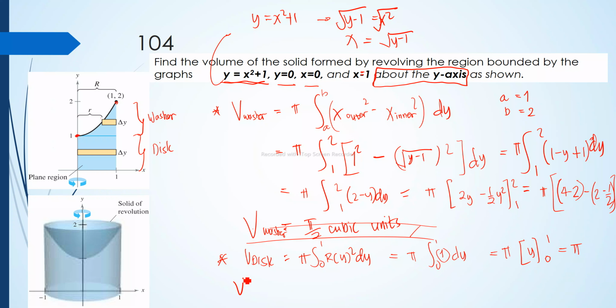So the total volume is just equal to the volume we got by using the washer method plus the volume we got by using the disk method. That is just equal to 3 halves pi cubic units.